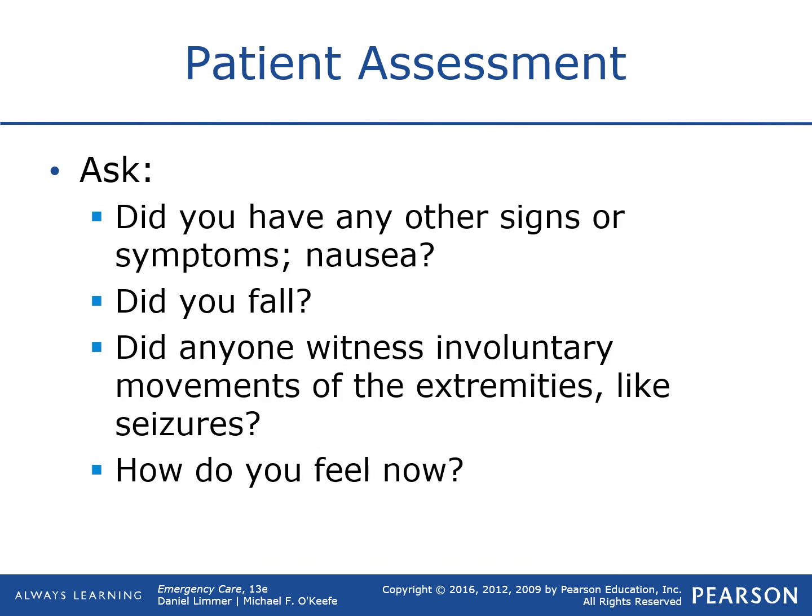You need to find out if they have any other signs or symptoms. Again, find out if they fell or have any other trauma that happened to them. Did anyone witness involuntary movements of extremities, like a seizure? So find out, was this someone who just passed out, or did they actually have a seizure? Some people will call you and say, oh, their eyes rolled in the back of their head, so they must have been having a seizure. That happens with normal syncope a lot. So just because the public says that they had a seizure doesn't mean that they necessarily did. Have them explain what they saw, what they thought was the seizure.